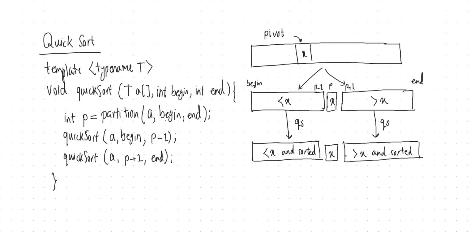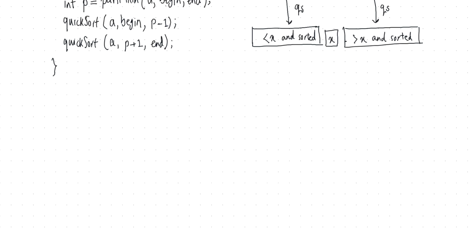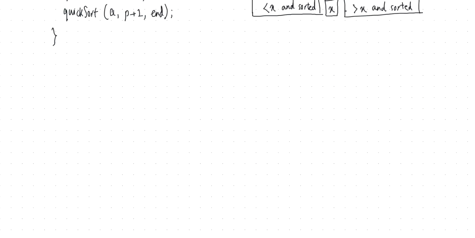So let's see how that is done. So again, template typename T, make it generic. It's going to be a function that returns an integer, which is the position of the pivot, right? And the name was partition.